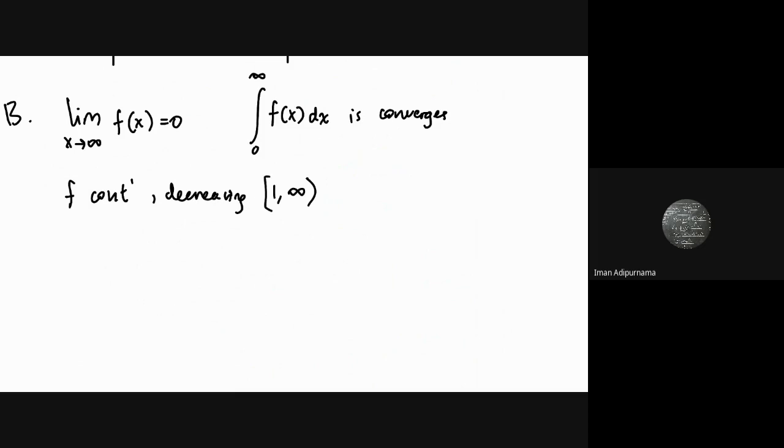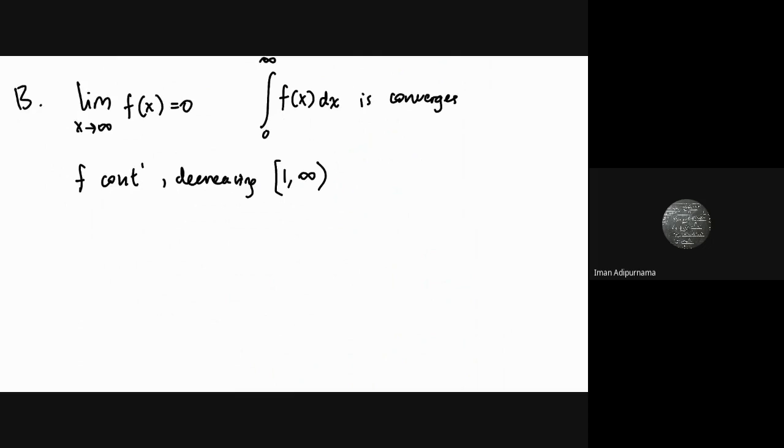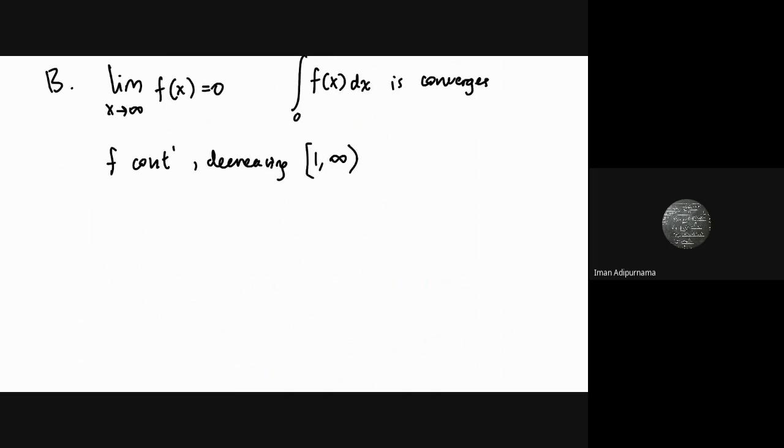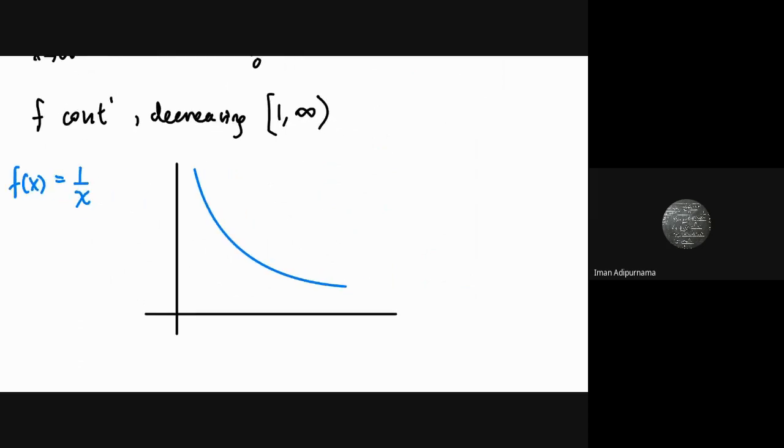Now, a decreasing function, it seems that it's correct, but we can check. If it's saying converge or diverge, we need to show some obvious example. For example, the obvious example that we can probably imagine is 1 over x. 1 over x is a decreasing function from 1 to infinity. F is decreasing.